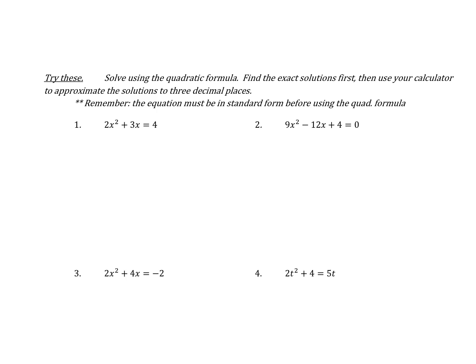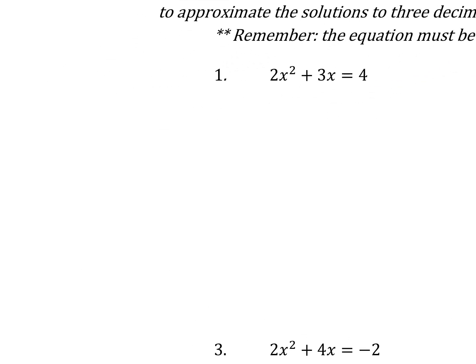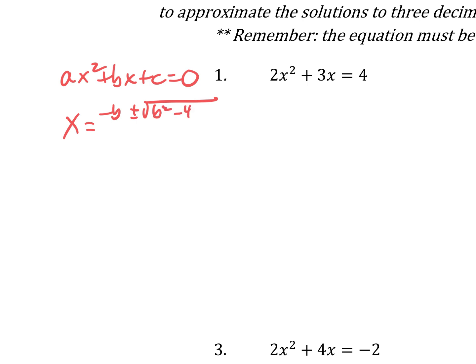All right, let's look at some examples of how the quadratic formula works. So the key to remember here is that we always have to have our equation in standard form before we can use the quadratic formula. So we need to have ax squared plus bx plus c equals 0. And once we have that, then we can use the quadratic formula that says x equals negative b plus or minus square root b squared minus 4ac all over 2a.